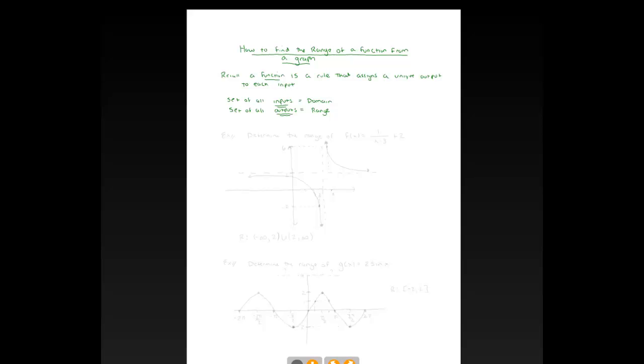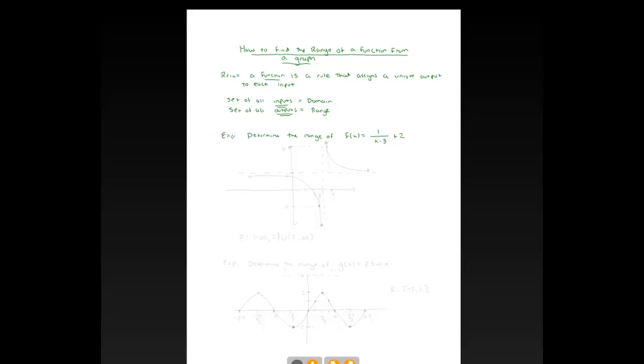Alright, so today we're going to focus on finding the range. So I'm just going to do one example. Okay, so let's determine the range of this function f of x equals 1 over x minus 3 plus 2.